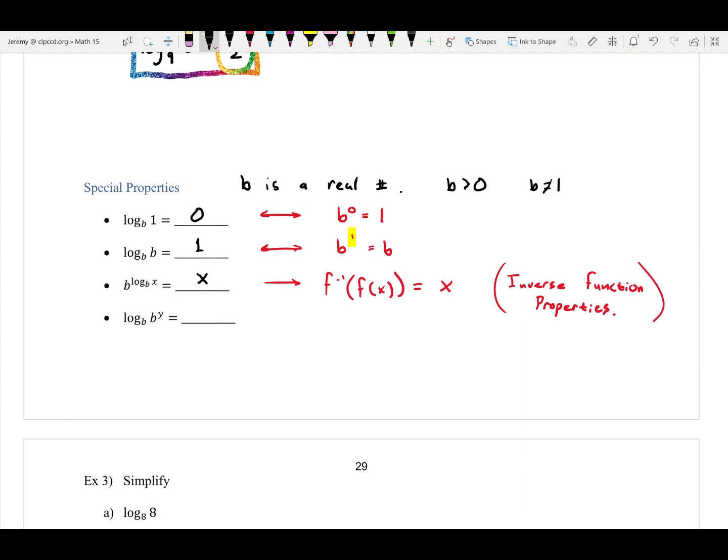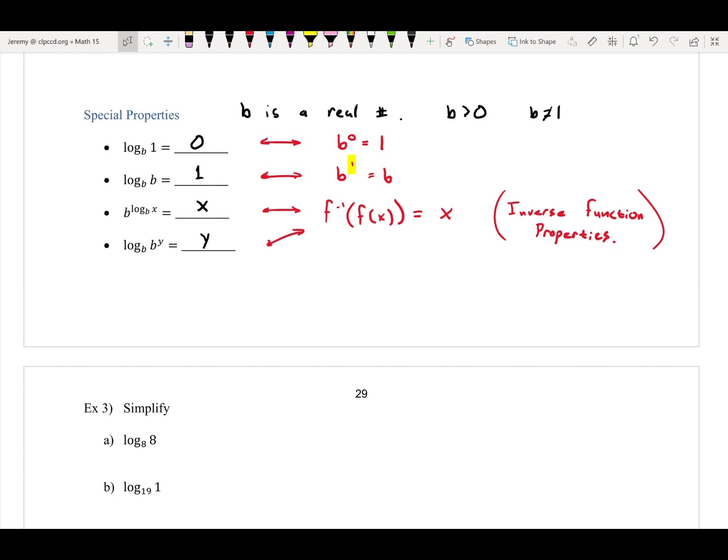Very similar thing happening in this fourth and last special property for logarithms. What if we have log base b of b to the y? This is just going to be equal to y, for the same reason. This is composing an exponential function inside of a logarithmic function, and they cancel each other out, and we're just left with the identity.